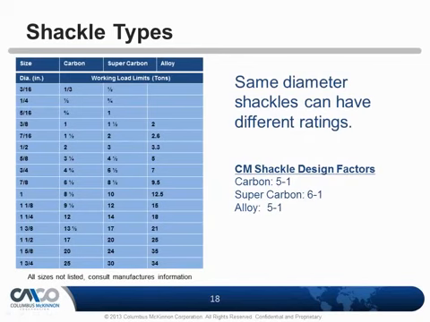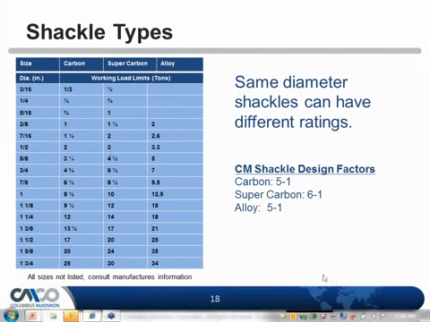So here's a side-by-side chart showing the different types of materials that shackles can be made out of. And let's just take 1/2 inch. Let me highlight that for you. In the carbon here, 1/2 inch is good for 2 ton, supercarbon is good for 3 ton, and the alloy shackle is good for 3.3 ton. And we look at the design factors. The carbon shackle that we manufacture is a 5-to-1. The supercarbon, we actually have a 6-to-1 design factor, and our alloy is a 5-to-1 design factor.